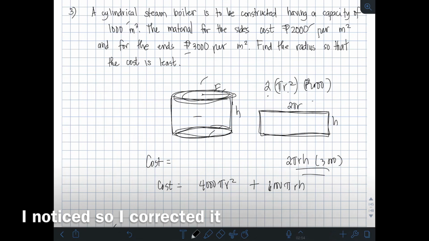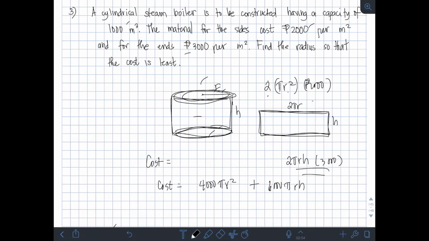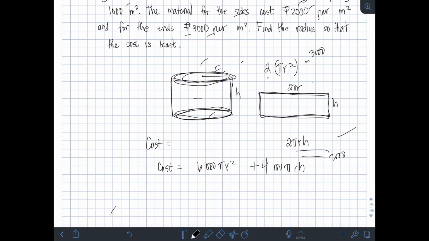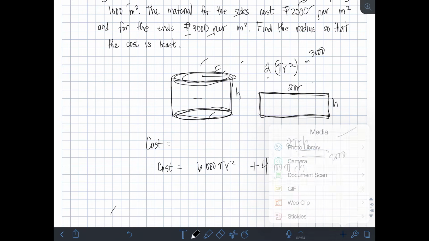Ay, sorry, baliktad pala ako, no? Yung halaga for the ends is 3,000, right? Tapos, yung sa side is 2,000. Okay? So, bali ito dapat ay 6,000 pi r squared. Tapos, itong 6,000 pi r h is 4,000 pi r h. Okay, sorry, nagkamali ako ng tingin. So, ito yung cost. So, mapapansin nyo, in terms of r at h siya.